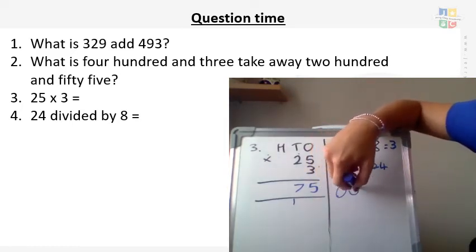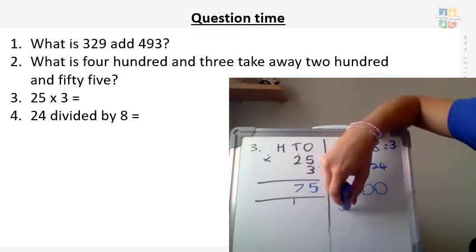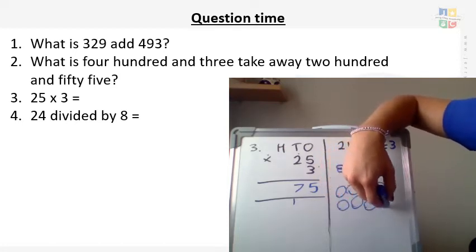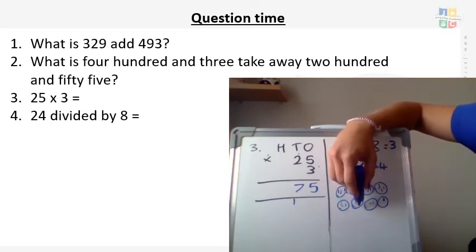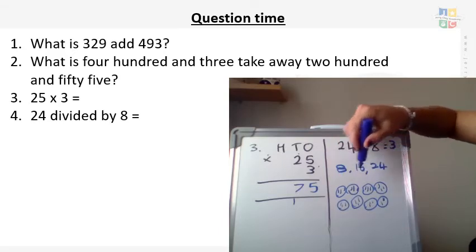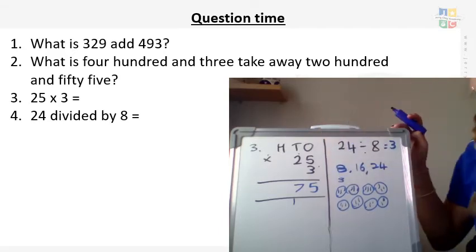Alternatively, you could have done 8 circles and dotted or dashed it 24 times. 8, 9, 10, 11, 12, 13, 14, 15, 16, 17, 18, 19, 20, 21, 22, 23, 24, and we can see that there are 3 in each, so the answer would be 3.